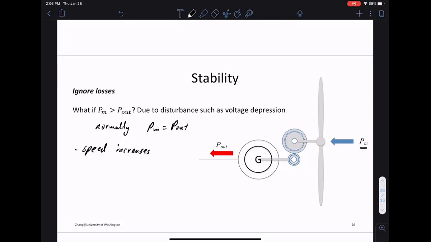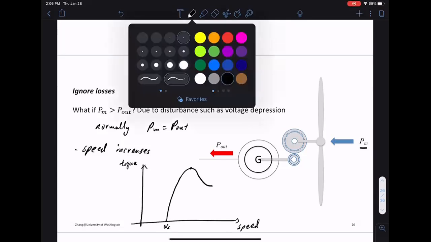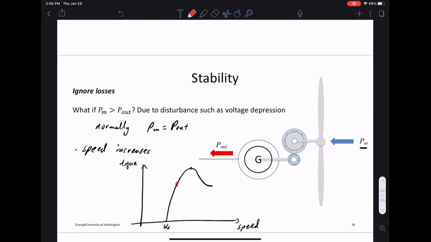The issue with the blade going faster is the following problem. If you look at the torque speed relationship, it goes something like this. This is synchronous speed. Let's say this is the operating point. Then speeding up a little bit is okay. You do generate more torque, and this can turn the blade faster.